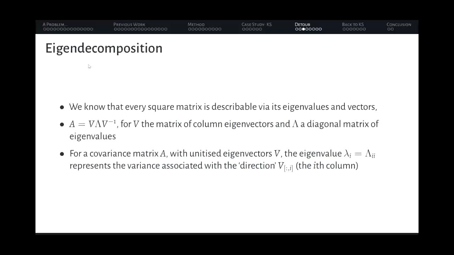I'm going to go on a bit of a tangent. Eigendecomposition: every square matrix is describable via eigenvalues and eigenvectors. You do this decomposition, with unit eigenvectors. The eigenvalue represents the amount of variance associated with the direction given by the eigenvector. That's just PCA if you've ever done it.